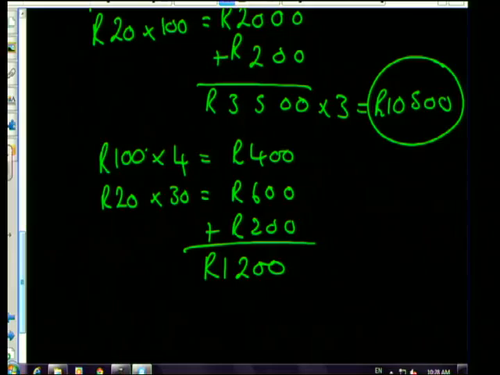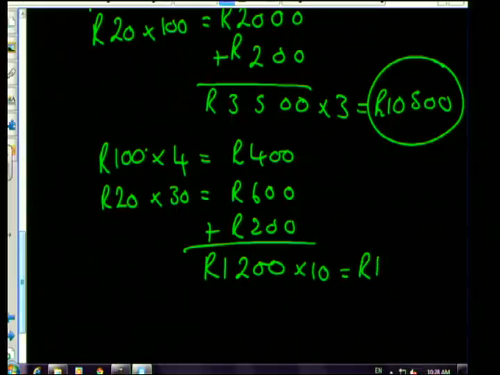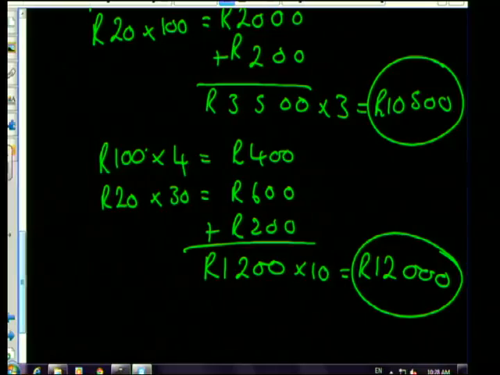How many guys are there? They're not 3, they're now 10. If I multiply this by 10, guys, I'm going to land up having to pay out 12,000 Rand. So if I'm employing someone to paint something, based on these tariffs, it's better for me to get 3 guys to do the job than 10. Because if I've got 10, I'm paying them out 12,000. If I've got 3, I'm paying them out 10,500 Rand.